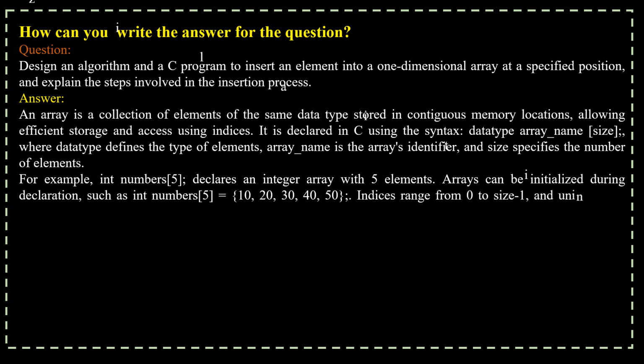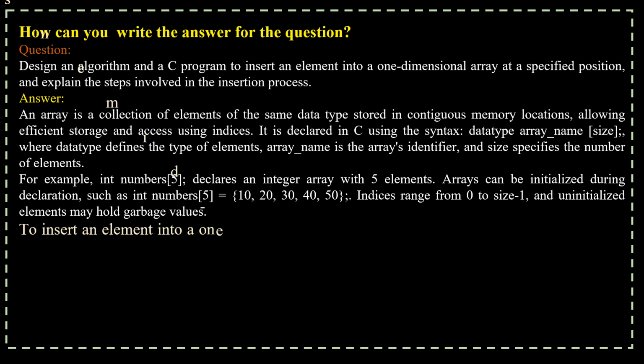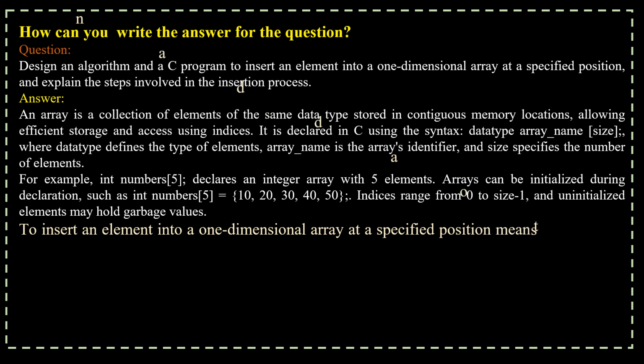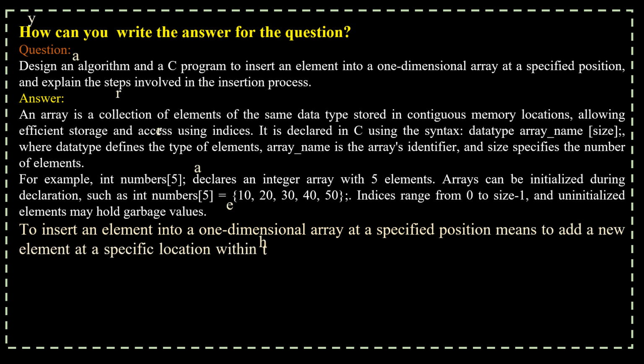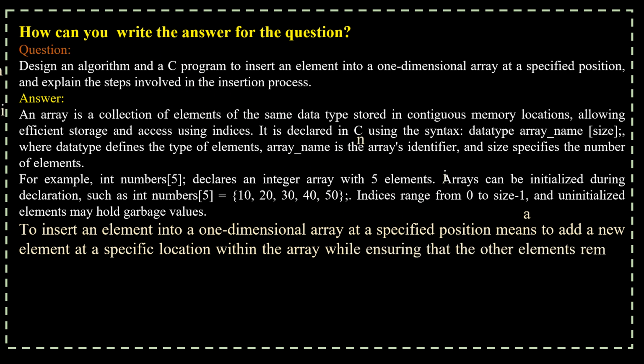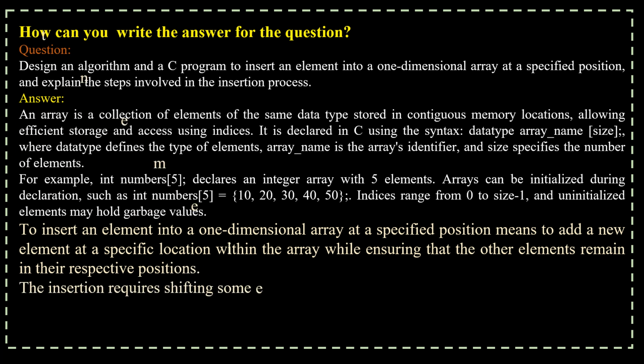Arrays can be initialized during declaration, such as int numbers[5] = {10, 20, 30, 40, 50}. Indices range from 0 to size-1, and uninitialized elements may hold garbage values.